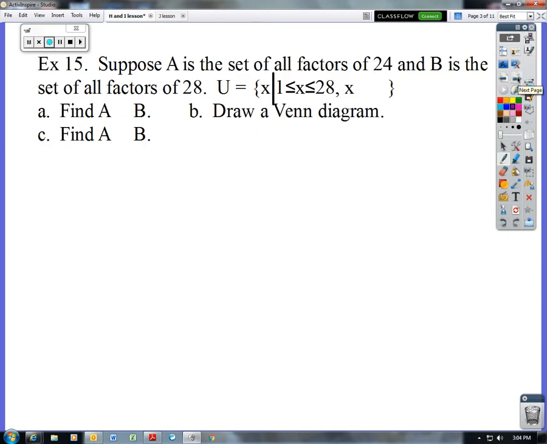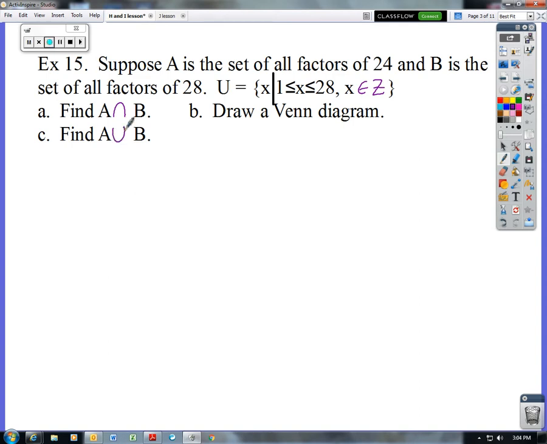Example 15, suppose A is the set of all factors of 24 and B is the set of all factors of 28. And U, the universal set, is X between 1 and 28, and X is an element of the integers, and that's the big Z. So letter A, find A intersect B, then we're going to draw a Venn diagram. Actually, I'll probably do that first. And then the last question is A union with B.